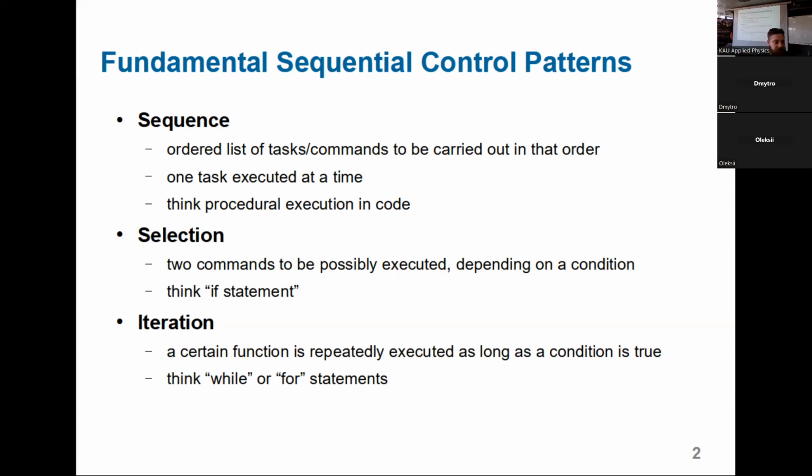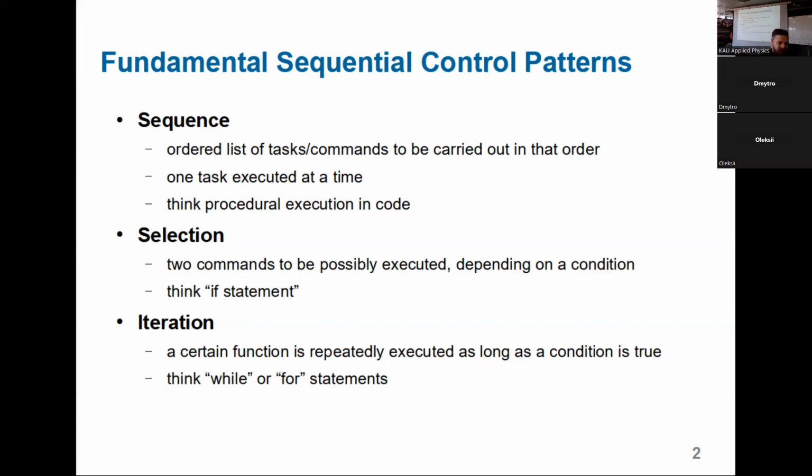And classically in sequential programming, the easiest control pattern is sequence. That's really just one command after another. So an ordered list of tasks or commands which are carried out in that order. And again, we're talking sequential stuff, so one task is executed at a time. And that's really, in most programming languages, just means you write those commands on separate lines, and the computer executes them as it reads them.